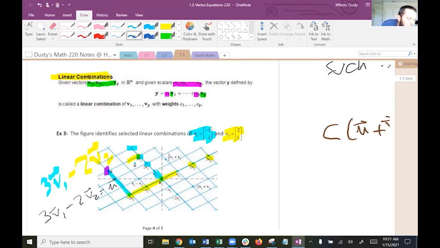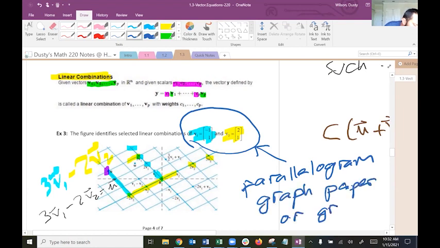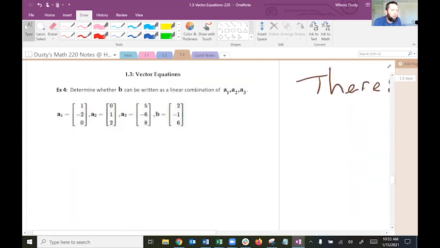So the main thing that I want to point out to you here is that these vectors form a new type of graph paper, a parallelogram grid. So our new phrase, if you will, is linear combinations. And you can visualize linear combinations as giving you ways of finding things on these new parallelogram graph papers or grids.